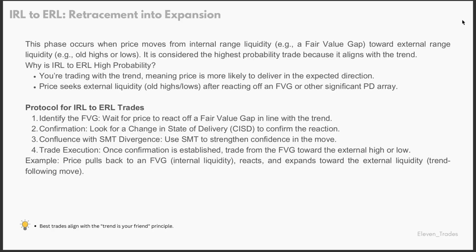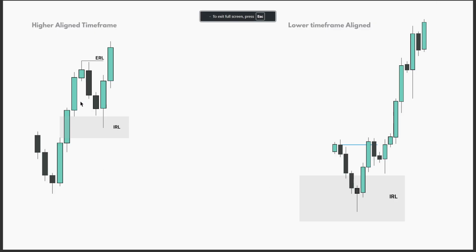The first one is the IRL to ERL, the internal range liquidity to external range liquidity, also known as the retracement into expansion phase. This phase of price delivery occurs when, in a trending market, the price is retracing towards the fair value gap, followed by an expansion to the external range highs or range lows. The IRL to ERL is a high probability move because you are aligning yourself with the trend. As you can see in this schematic, we are in a bullish order flow and a bullish trend. The price expanded, then retraced into the internal range liquidity, followed by expansion to the external range highs.